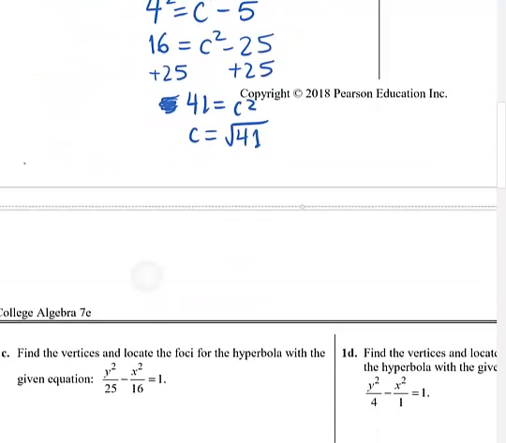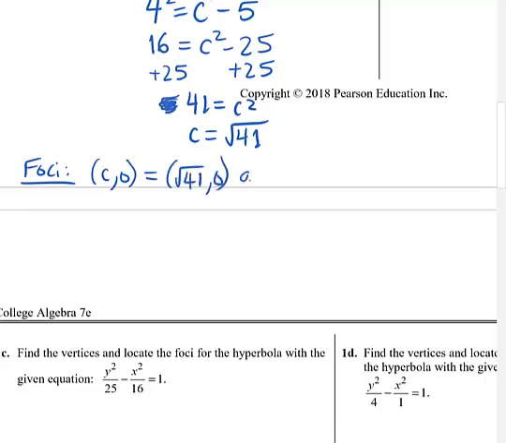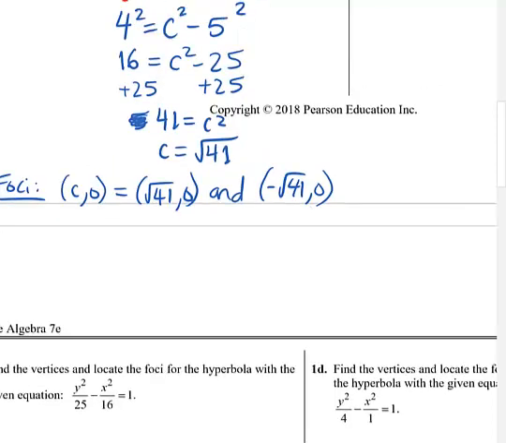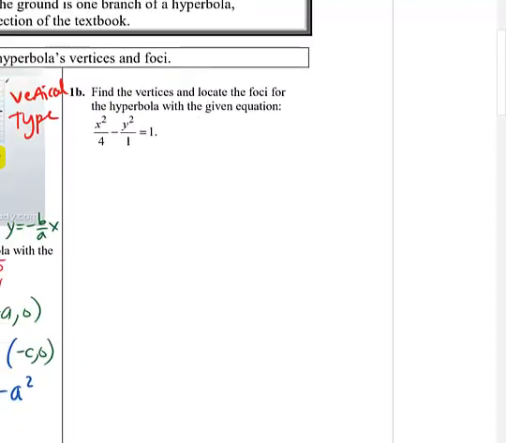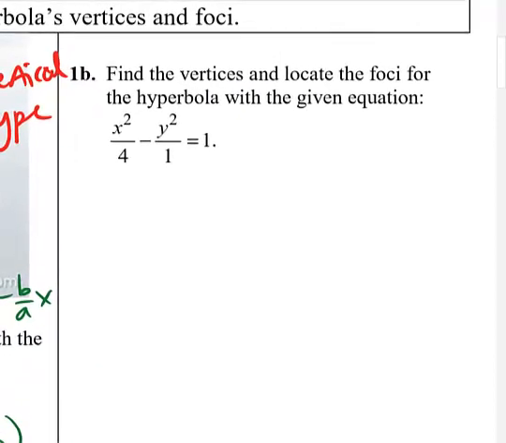And then my foci, like we said, are located at c comma 0, which means it's at square root of 41 comma 0, and negative square root of 41 comma 0. So that's your exact answer, but if you wanted to plot that point, you'd probably think about it as a decimal. What's the square root of 41? Put that in your calculator and then plot that point. That's probably easier, but they like us to keep exact answers, so I'm just going to leave it that way.